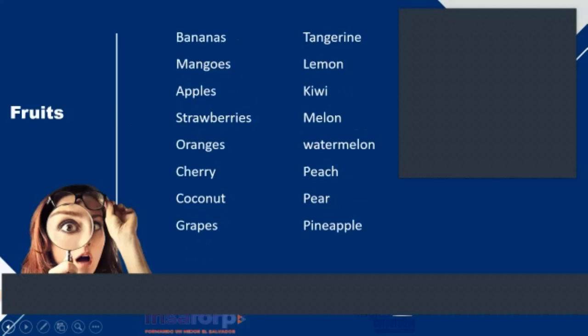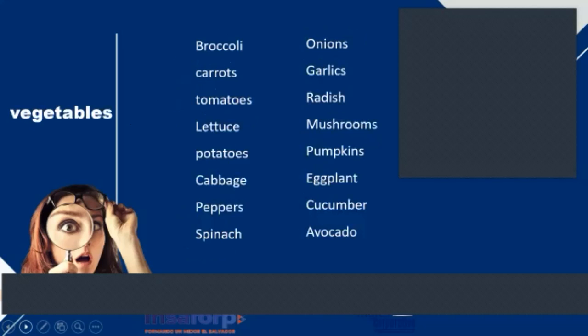They are 12. Then after fruits, we have vegetables. We have broccoli, carrots, tomatoes, lettuce, potatoes, cabbage, peppers, spinach, onions, garlic, radish, mushrooms, pumpkins, eggplant, cucumber, and avocado.